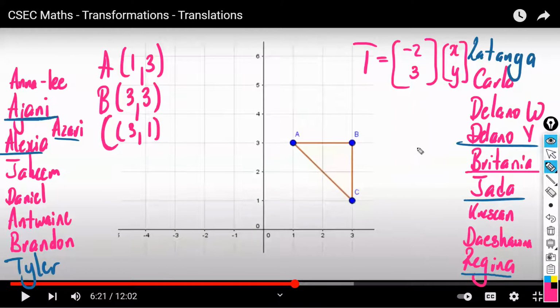So help me out now, Regina. What should I do now to move this triangle? So you're going to add them. All right, so I add -2 to the 1 here, right? And what do I get? 1 plus -2. What should I get? -1. And then I add that 3. So this is 3 to the Y. So what should I get now?